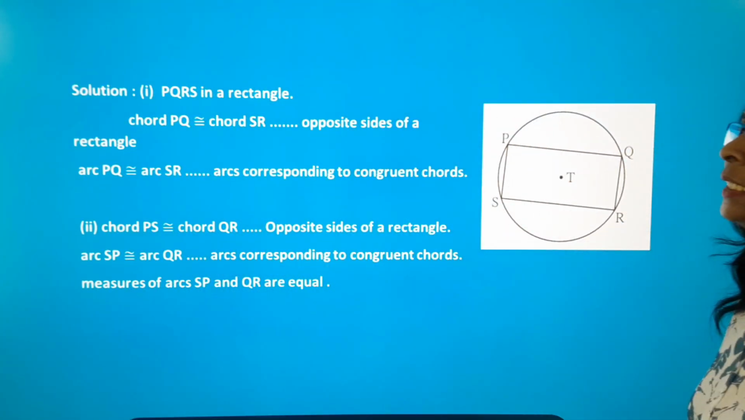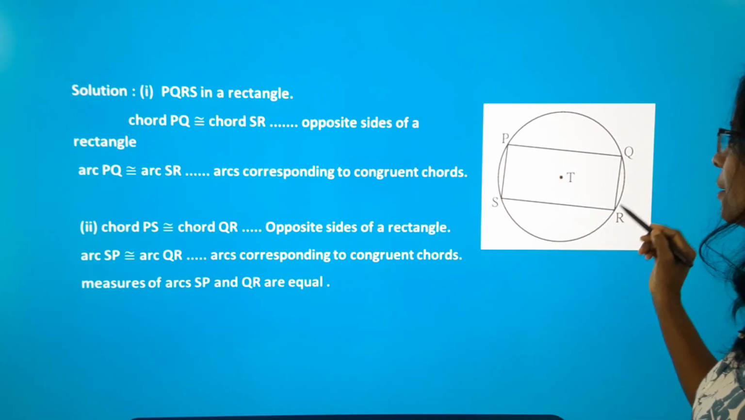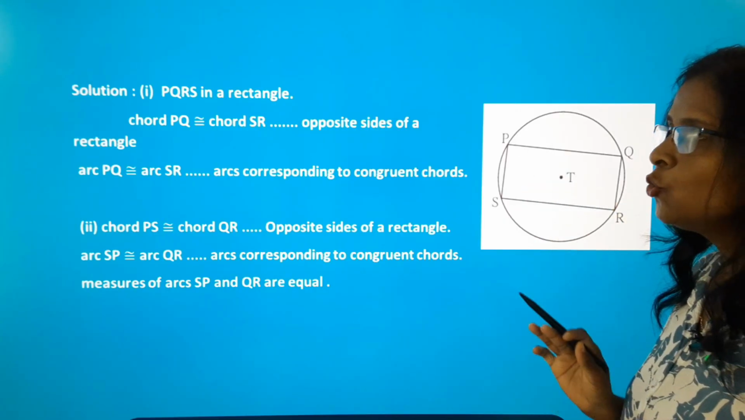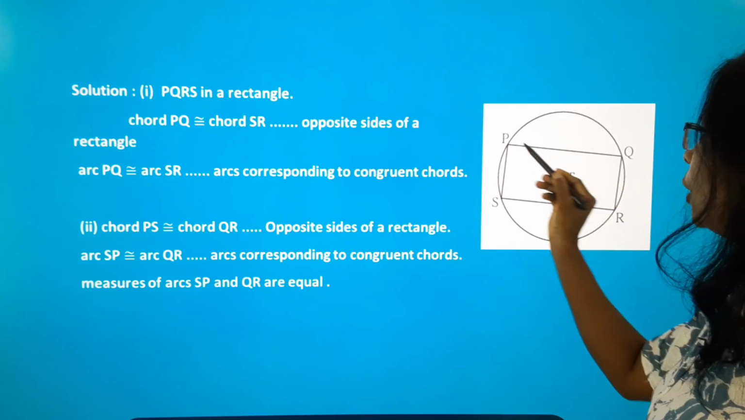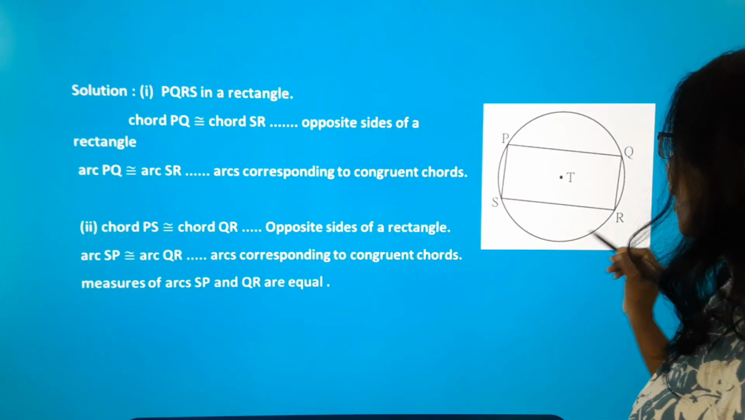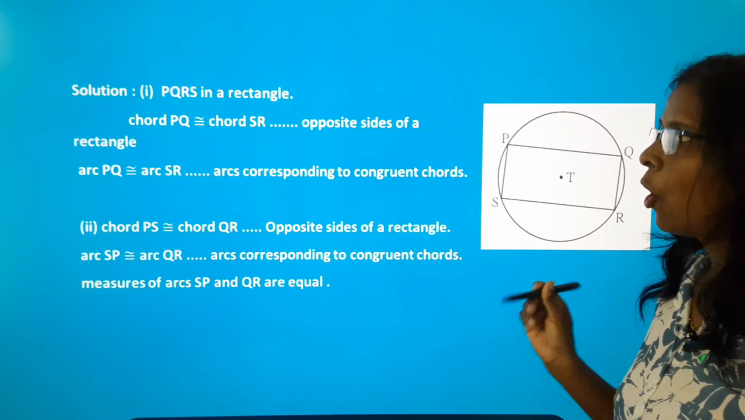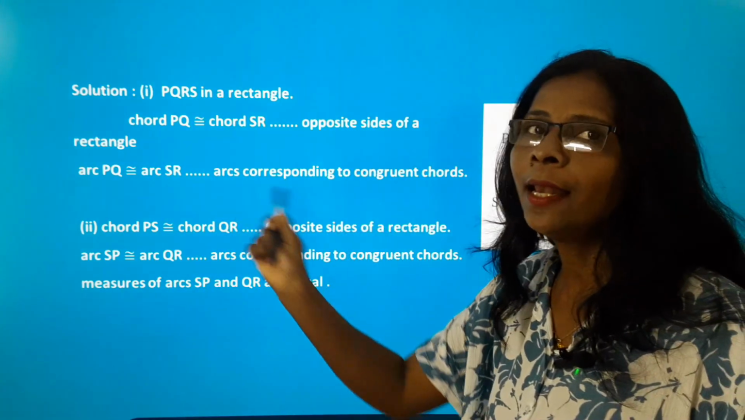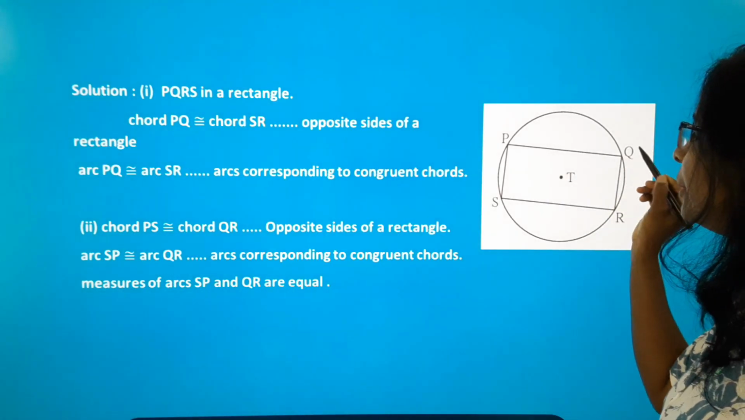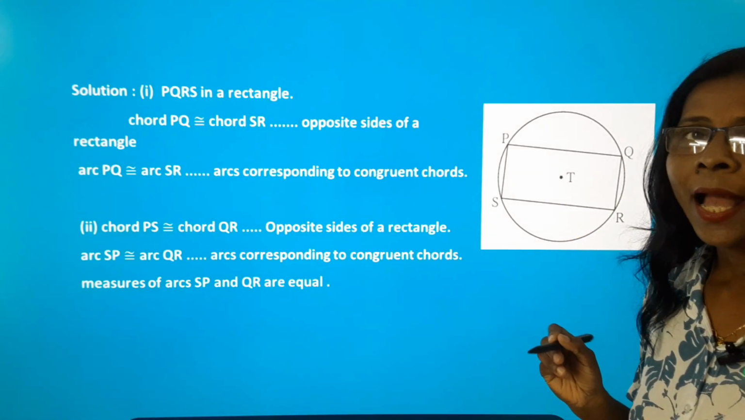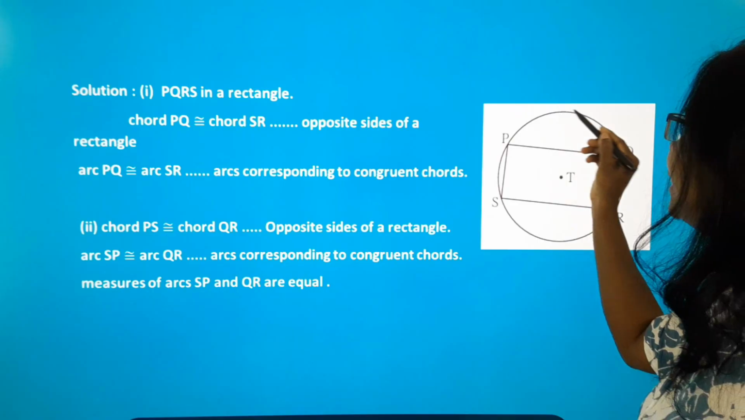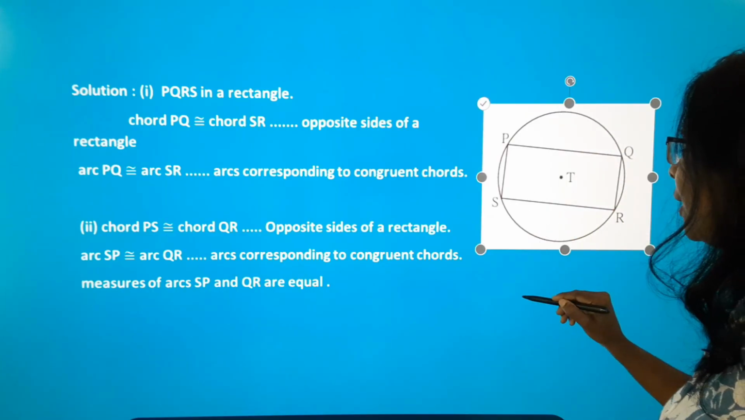So first write down that PQRS is a rectangle students. Okay, this PQRS is a rectangle. So here we can say that chord PQ is congruent to chord SR. And why is it so? Because opposite sides of a rectangle are congruent, and that's why these are the chords. That means the arc PQ and the arc SR are congruent.